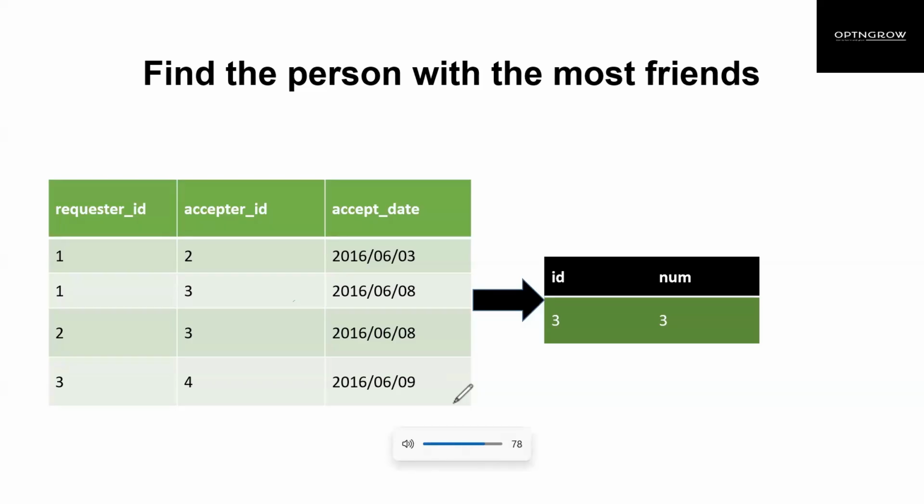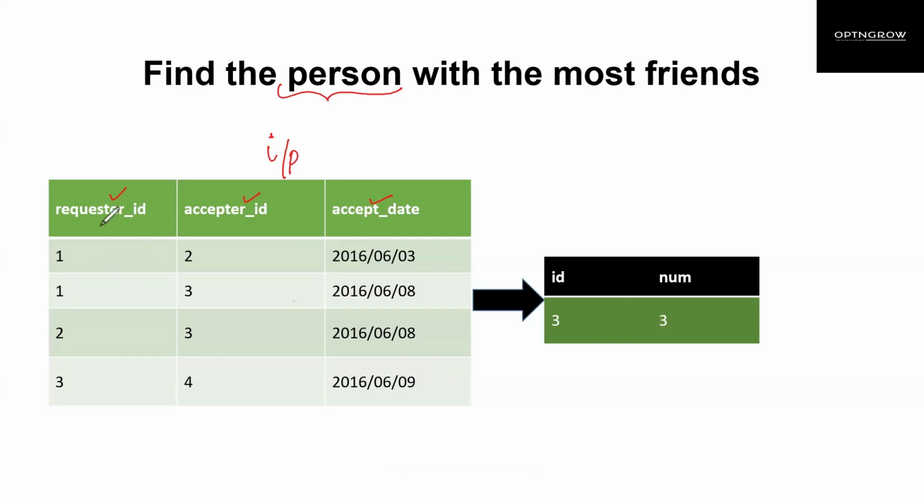Hello and welcome back. Let's quickly look into the question for this video. So this is our input table, and in the input table, as you can see, we have three columns: requester ID, acceptor ID, and accept date. What we have to do is find the person with the most friends.